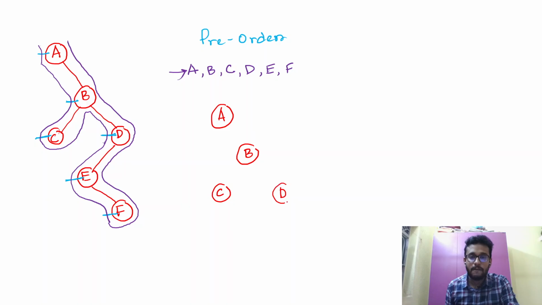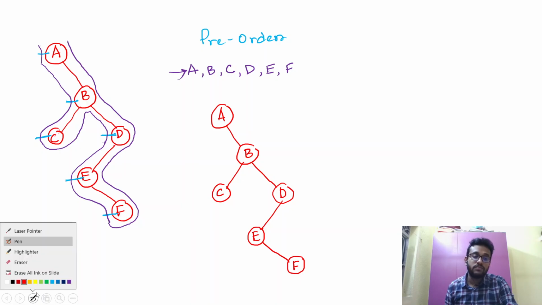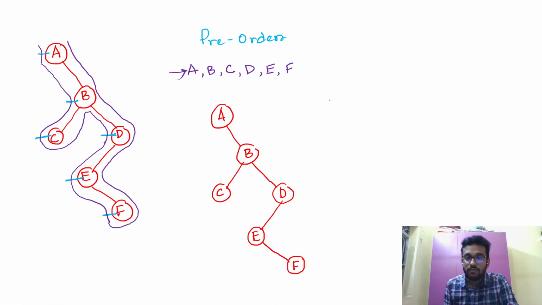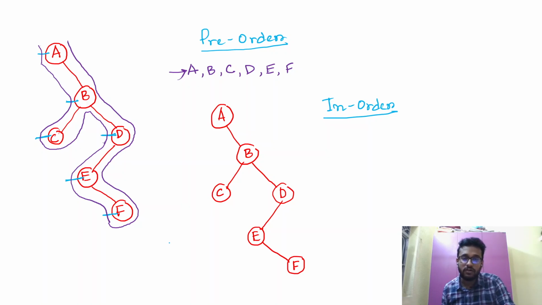Okay, D, E, and F. This one is very simple. Now my question: I want to find the in-order. We have done it with the pre-order. Now I want to do the in-order.